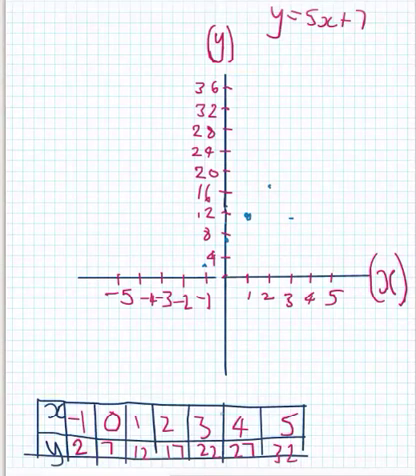Put it there. X is 3 and y is 22. X is 3. 22 will be halfway between 20 and 24. So right in that line. Sorry, I don't know why it keeps doing this.